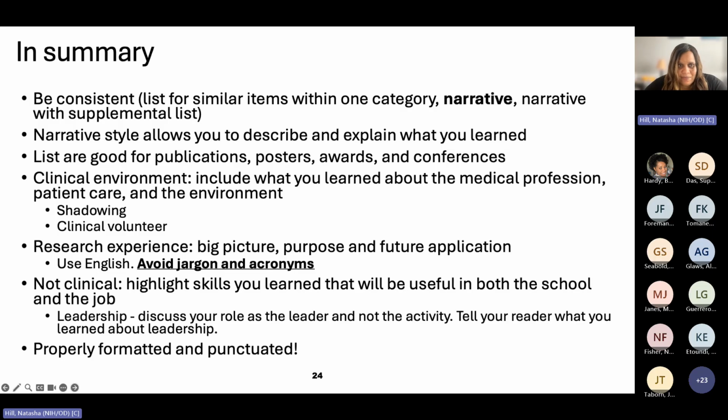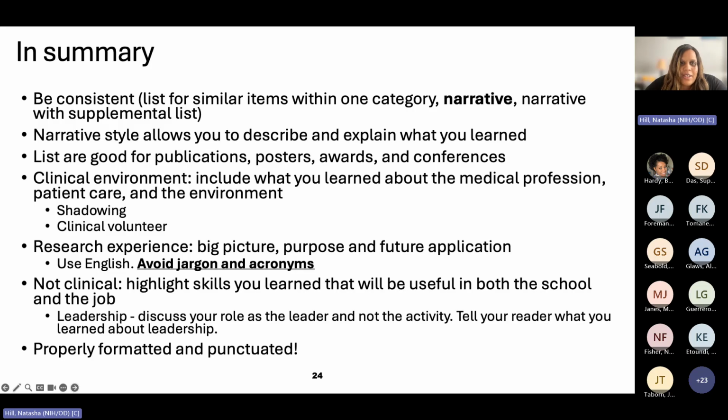Publications, posters, awards, and conferences are great for lists. In your clinical experience, make sure you include what you learned about the medical profession, patient care, and the environment. In your research, big picture, the purpose, the future application, how research advances medicine, right? And please leave out the jargon and acronyms that we are so well known for here at the NIH. Okay, non-clinical experience. Highlight what you learn that will be useful in both medical school and as a physician.